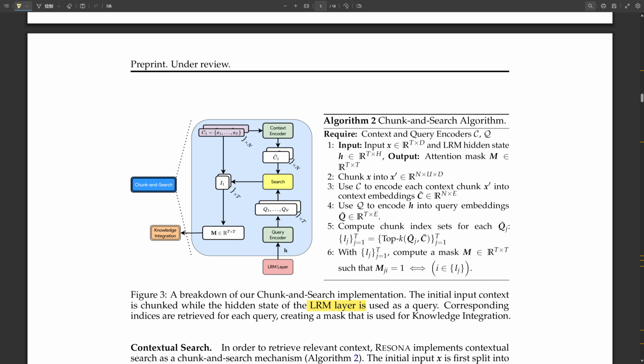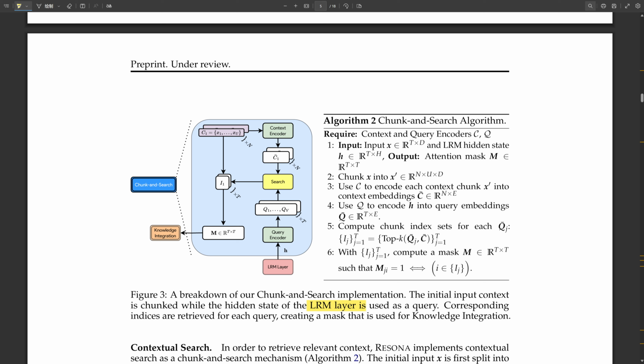Okay, so the LRM has basically created a spotlight on certain parts of the text, like saying, pay attention to this. Yeah, exactly. It's like highlighting the important sentences in a textbook. So what happens to those highlighted chunks? That's where knowledge integration comes in, right? Right. So now we have these chunks that the contextual search has flagged as super relevant. Knowledge integration is all about taking that information and actually weaving it back into the LRM's output. So it's not enough to just find the relevant information. You have to actually use it.